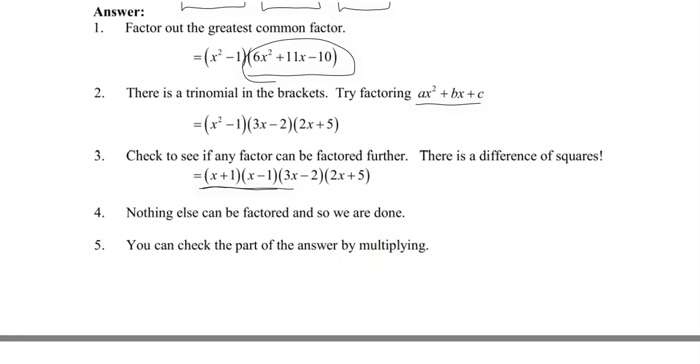You check the part of the answer by multiplying. All right, you know what? I would have checked this already. I would check this separately. So let's take a look. X squared minus 1x plus 1x. So minus 1 plus 1 is 0, and then we get minus 1.